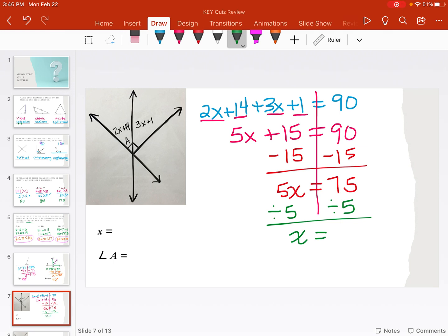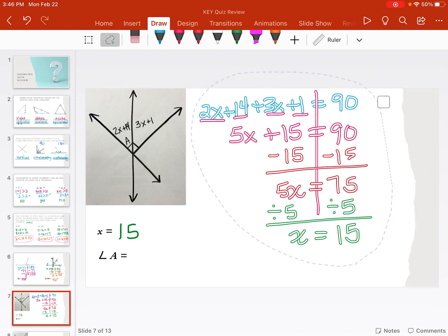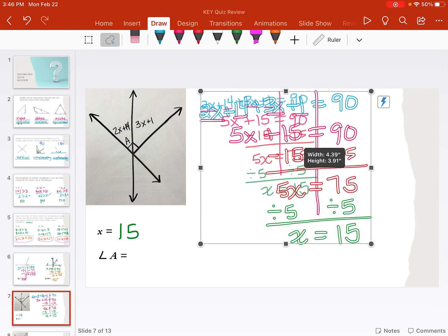X equals 15, because 75 divided by 5 is 15. So x is 15. I'm going to shrink this down so I've got a little bit more space for the next part of my problem.